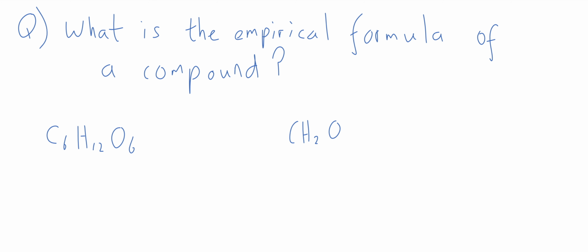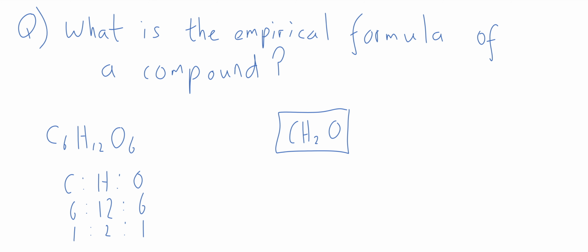CH2O. This is because if you take the ratio of the atoms of the elements present in glucose, C to H to O, which is 6 to 12 to 6, 6 to 12 to 6 simplifies to 1 atom of carbon, to 2 atoms of hydrogen, to 1 atom of oxygen, giving you the empirical formula of glucose, CH2O.